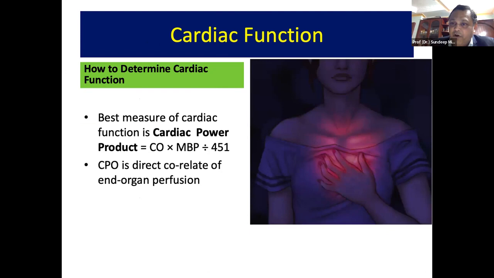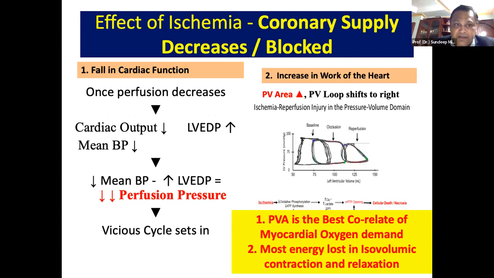So whenever cardiac output falls or whenever mean blood pressure falls, the CPO will fall. And I think you have to understand these two things are linked. Once perfusion decreases, let us say the blood flow through the coronary decreases, then cardiac output would decrease and left ventricular end-diastolic pressure will increase. The overall effect will be a fall in mean blood pressure. And once the mean blood pressure falls and there is an increase in left ventricular end-diastolic pressure, the perfusion pressure, which is mean coronary blood pressure minus LV end-diastolic pressure, will fall. So whenever heart function falls, the perfusion pressure also falls.